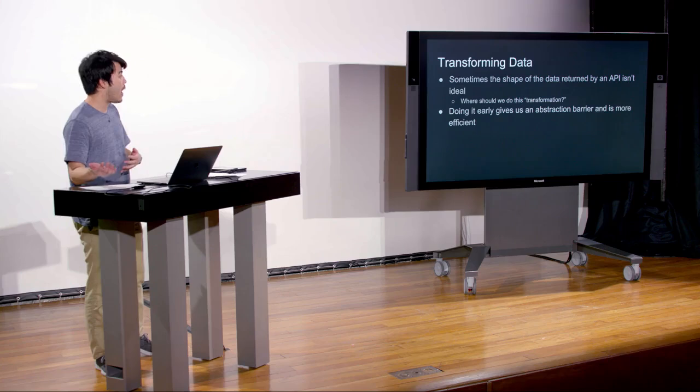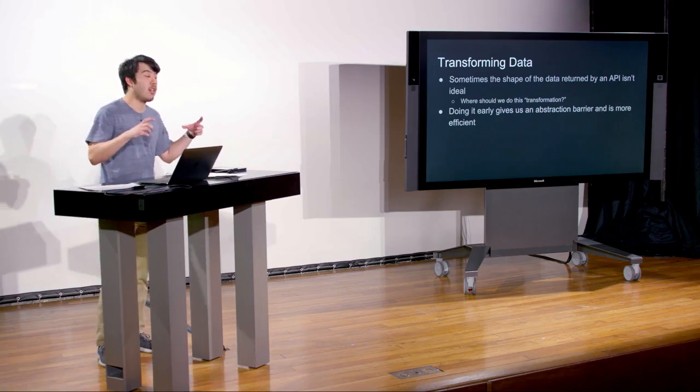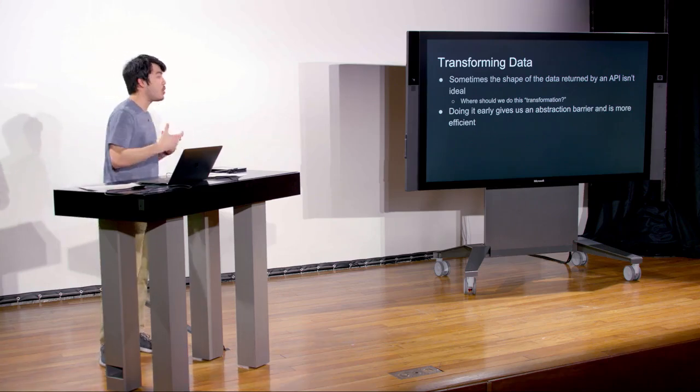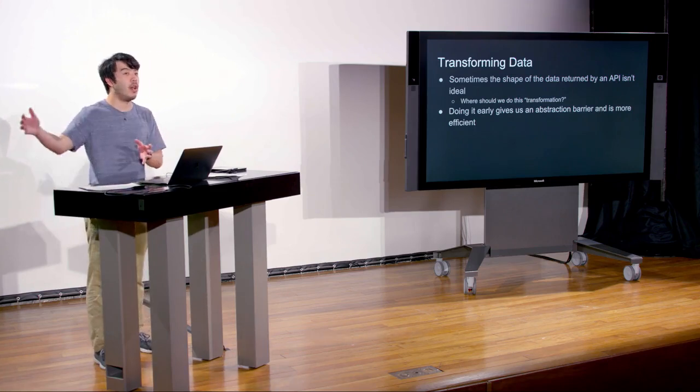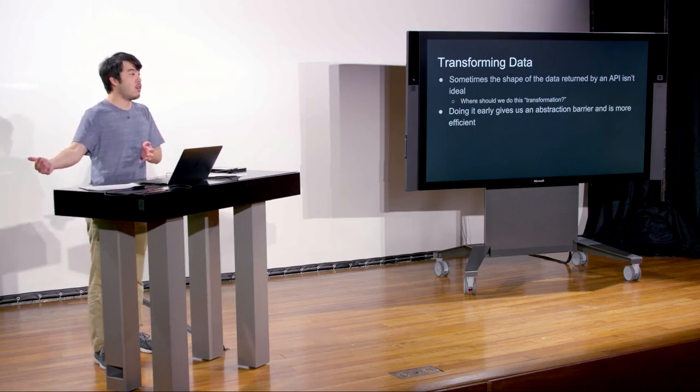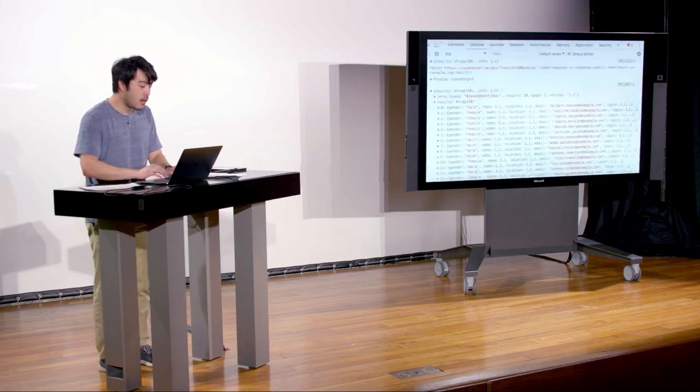And so if we do all this transformation as soon as we get that data, then the rest of our application doesn't really care what the API looks like. The API might change, and maybe we'll change the way that we transform the data in response to that. But the rest of our application doesn't care. There's an abstraction barrier between our application and that API. And so how might we do that?